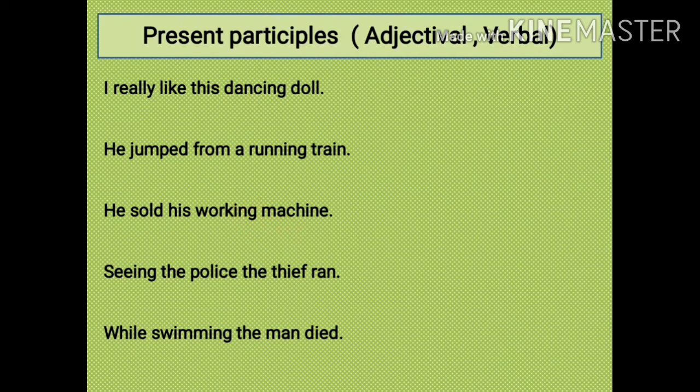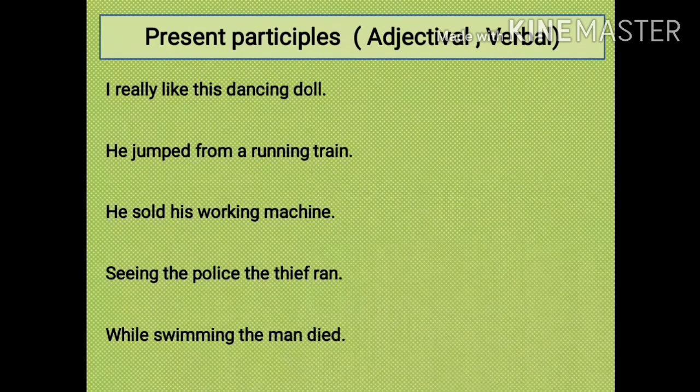Next sentence, seeing the police, the thief ran. In this sentence, we have two verbs: ran, that is the main verb, and the secondary verb, that is seeing.